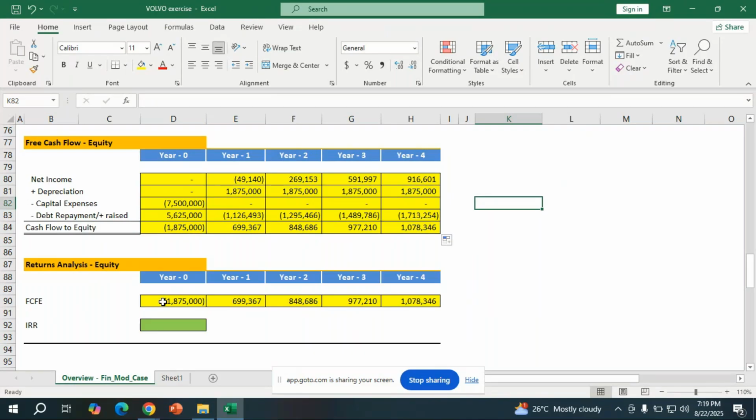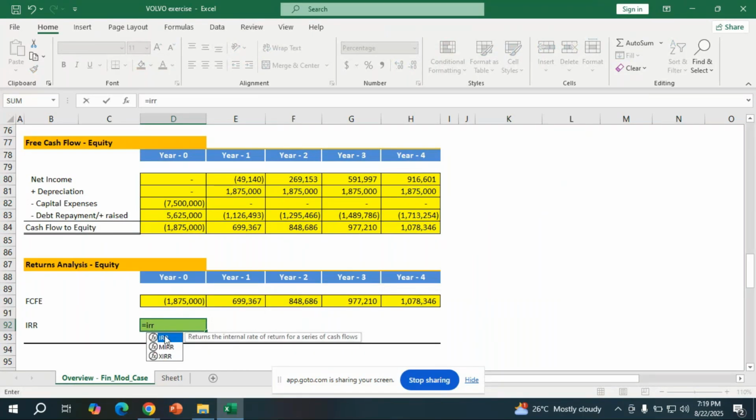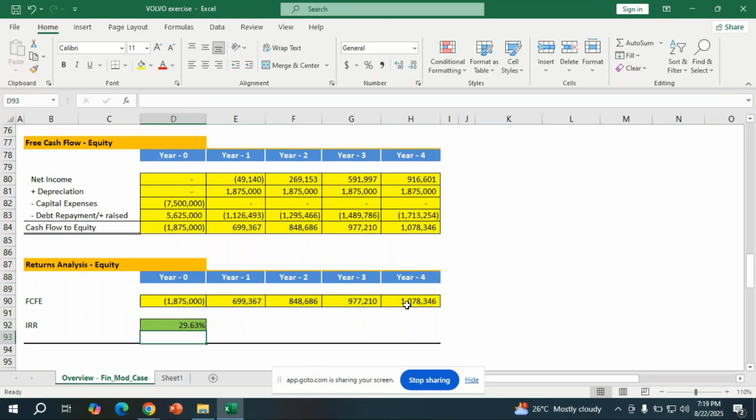Okay, so this you are going to calculate and you're going to close with your IRR. IRR I've already taught you, equals to IRR. Now just take all these cash flows and close your brackets. So you should be able to get 29.63% as your IRR. So complete the calculation and there ends your case study.